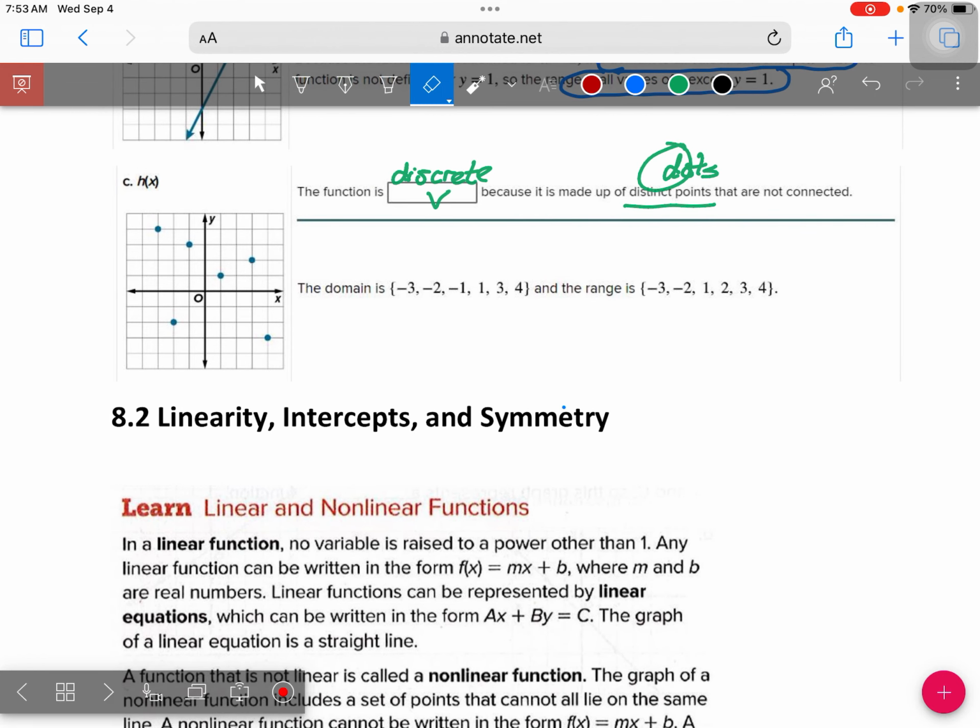It says the domain is -3, -2, -1, 1, 3, and 4. Remember, these are your x values. So these are all the x values of these points. So this point is -2, -2. This point is 1, 1. This point is 4, 2. And what do you notice about these points? If anything, do you notice anything about them?